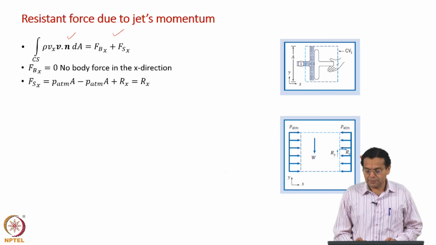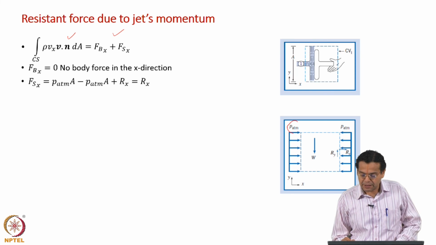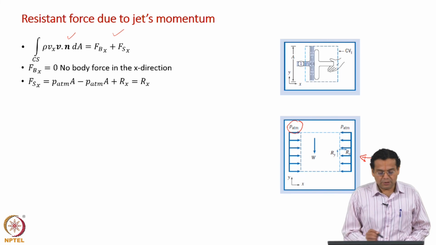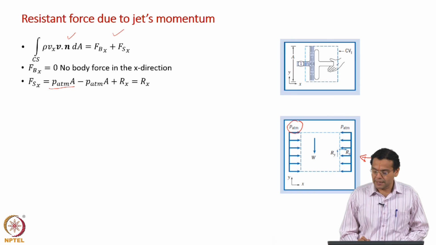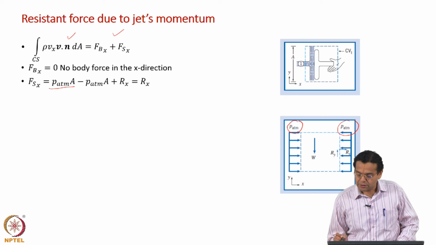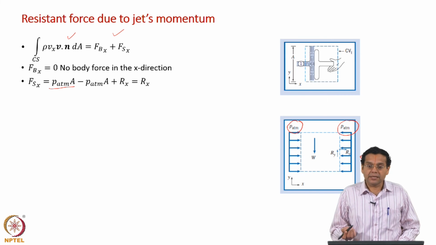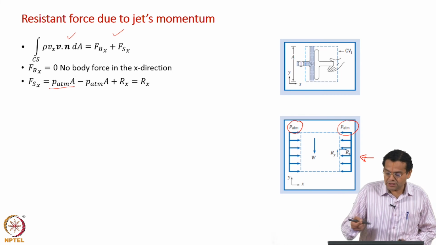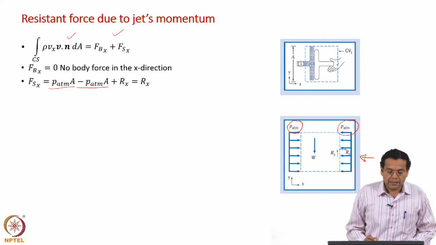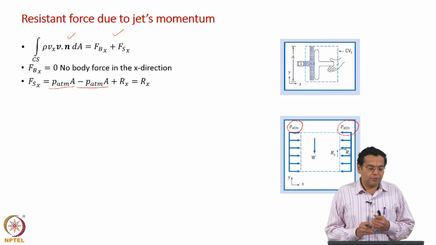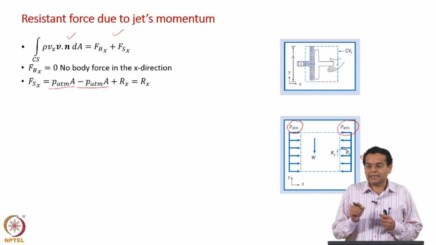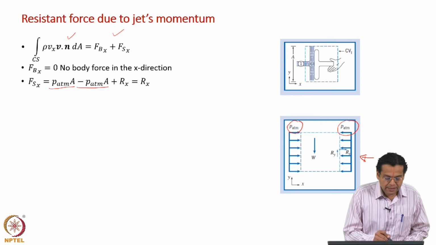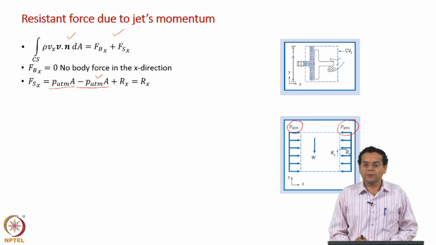So, force due to atmospheric pressure is P atmospheric into A, and remember it is into the control volume, that is why it is plus P atmospheric into A. On the right hand side it is once again P atmospheric into A, but it is along the negative x axis, so it has a minus. When I say force, it is positive when it is acting along the positive x axis, and this force acts along the negative x axis, that is why we have minus P atmospheric into A.